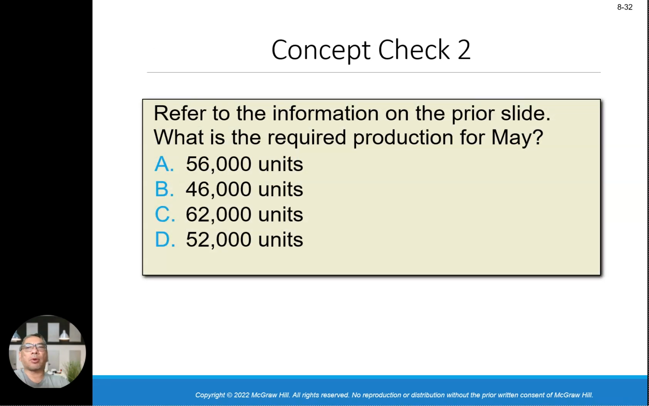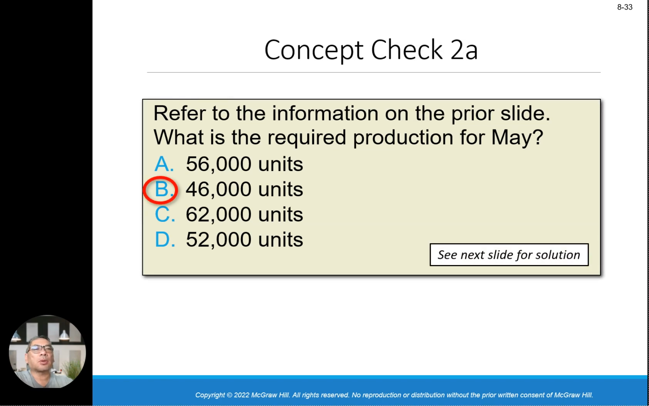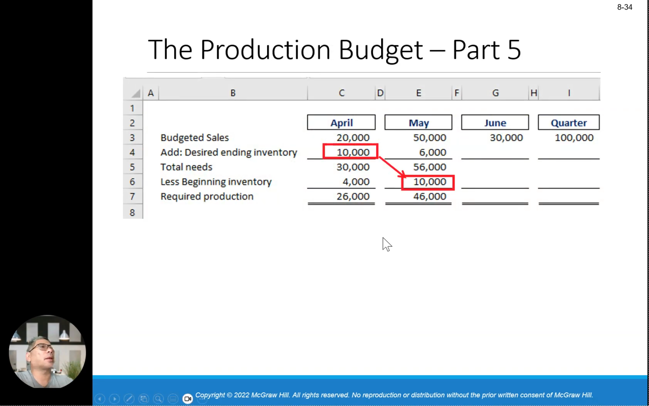The next logic will be given to you. This is a question. Refer to the information slide. What is the required production for May? The answer will be B. So how do you get that logic? It is from here. This is where you got that logic. 46,000. This is the first April. Remember, for the first April we got those calculations.